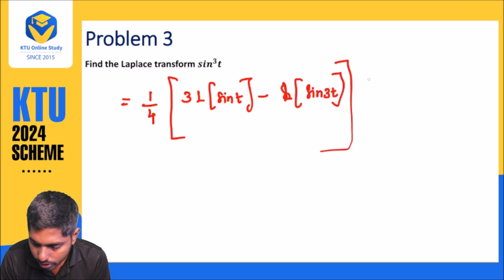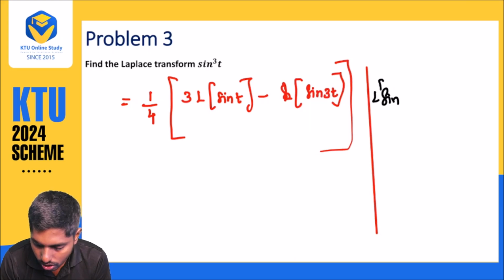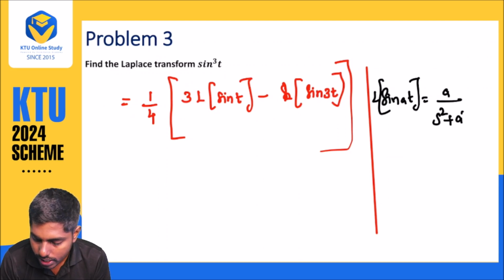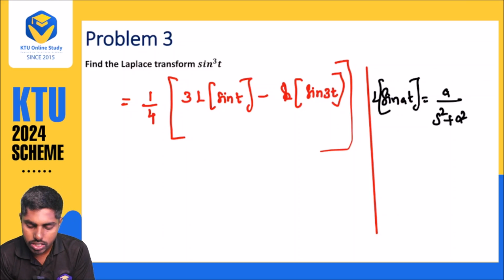What is the formula we know? L of sin at is equal to a divided by s square plus a square. If it is cos at, it is s divided by s square plus a square. If it is hyperbolic, that is, H symbol is coming, sinh at is a divided by s square minus a square. Similarly, cosh at is s divided by s square minus a square. H symbol coming means a minus symbol. We want to remember this very correctly.